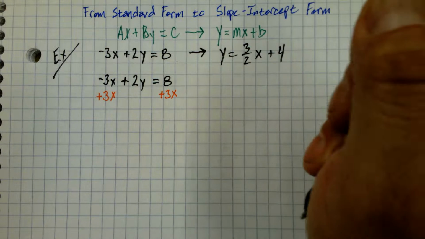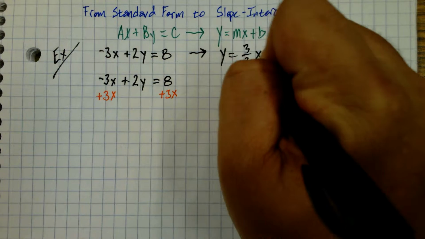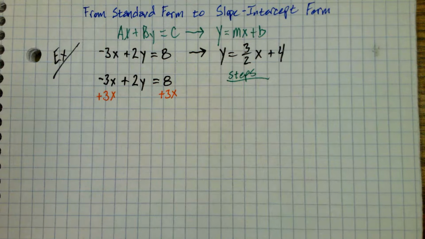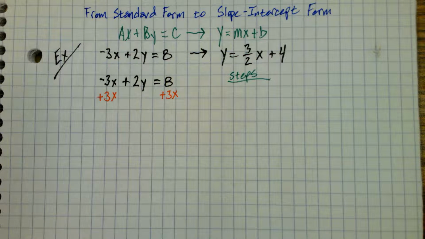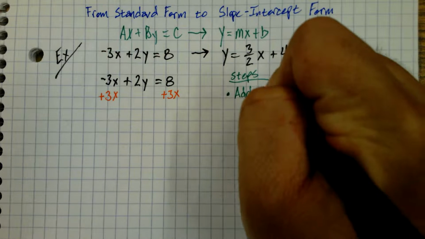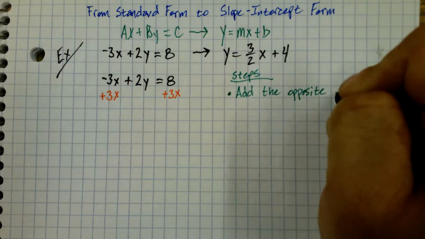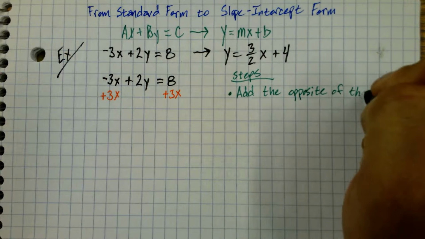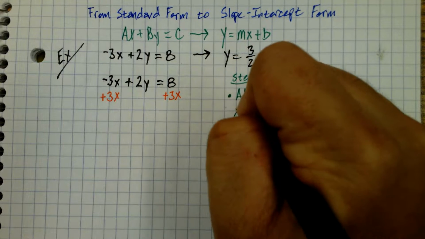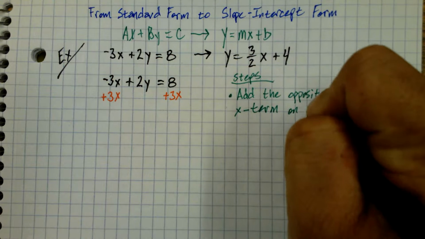So we have a couple of steps we're going to do, 2 of them. So you just have to learn how to do 2 steps. And that first step is add the opposite of the x term on both sides.